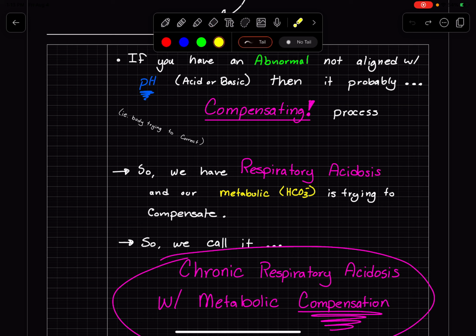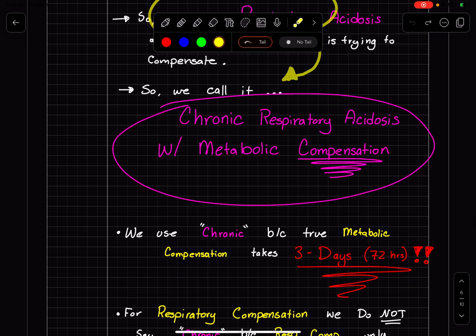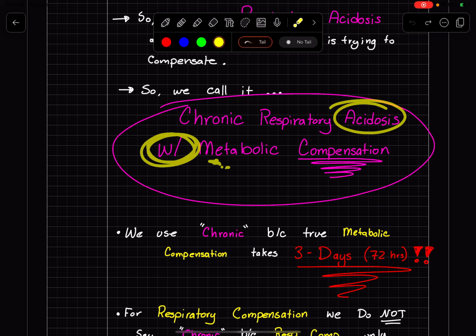Another part of rule 1, right? We're gonna make it into one name, which is called chronic respiratory acidosis with metabolic compensation. You say metabolic compensation, right? So you find what your primary is, that goes first. Then you say with this other thing that also was happening to compensate.